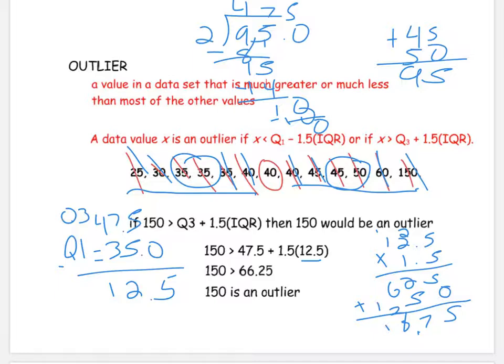To find outliers on the smaller end, you'd have to take the value of quartile 1, which is 35, and you'd have to subtract the 18 and 75 hundredths from it. So 35 minus 18 and 75 hundredths is way less than the 25, which is their smallest value, so there are no outliers on the small end.